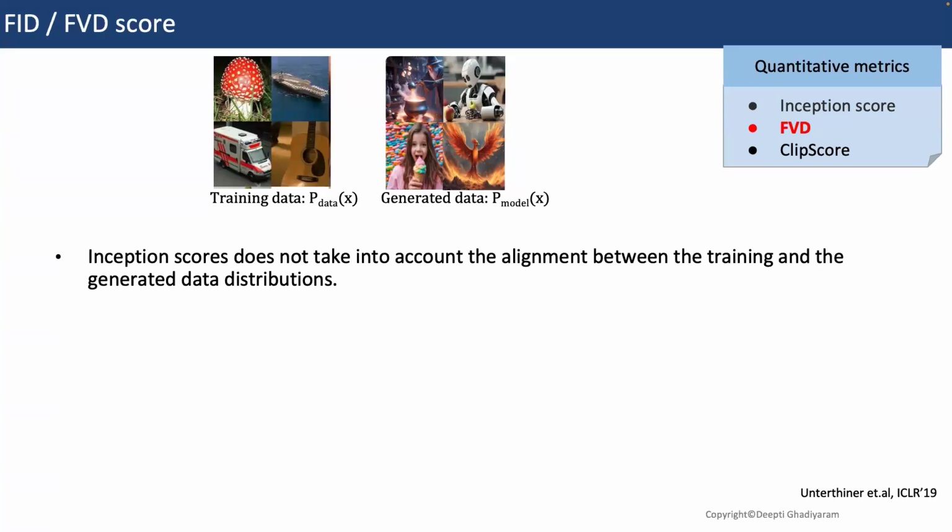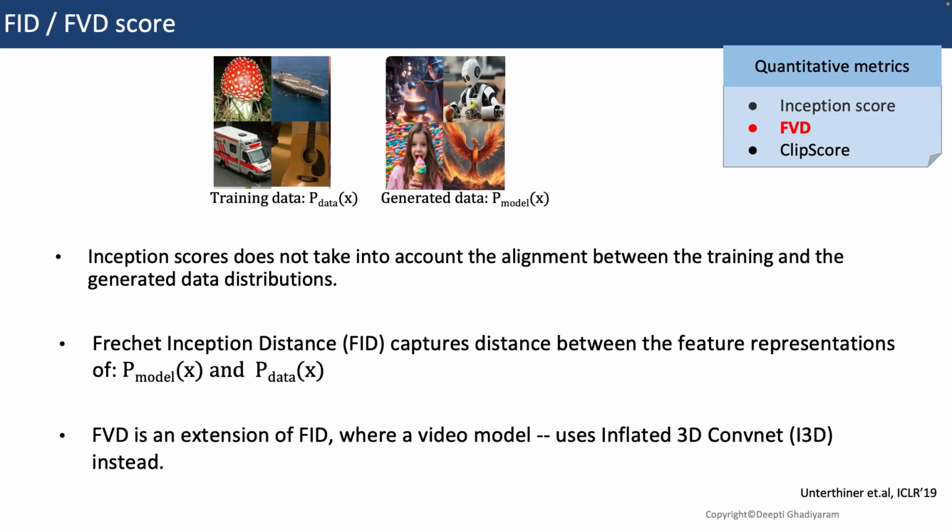Something that inception score doesn't capture is how close the feature distributions are between the real data and the generated data. And that is something that's captured by FID score. So it essentially extracts features from the real, the training data that was used to train the model, and extracts features using inception network on the generated data, and computes a distance between these two distributions. And a lower distance implies that these feature distributions are closer together.